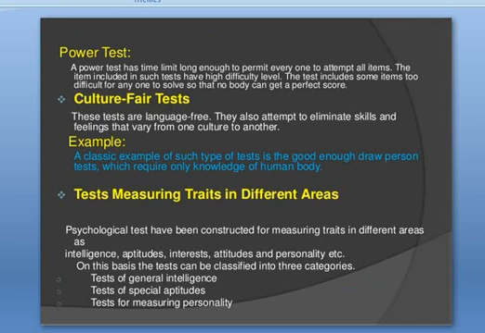Next is power test. A power test has a time limit long enough to permit everyone to attempt all items, and the items included in such a test have high difficulty level. The test includes some items too difficult for anyone to solve, so that nobody can get a perfect score. On the other hand, a power test assesses the underlying ability or power of an individual by allowing them sufficient time. This test does not have any time limit. In a power test, the items are generally arranged in increasing order of difficulty.